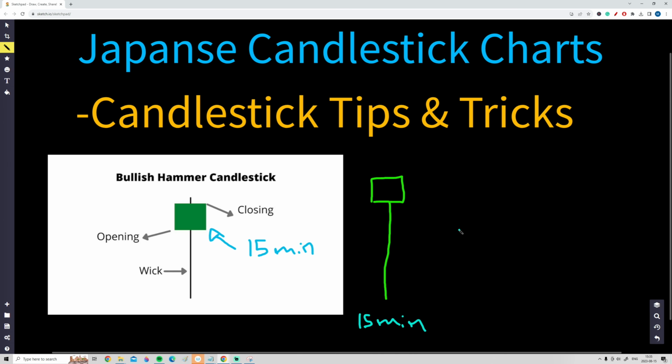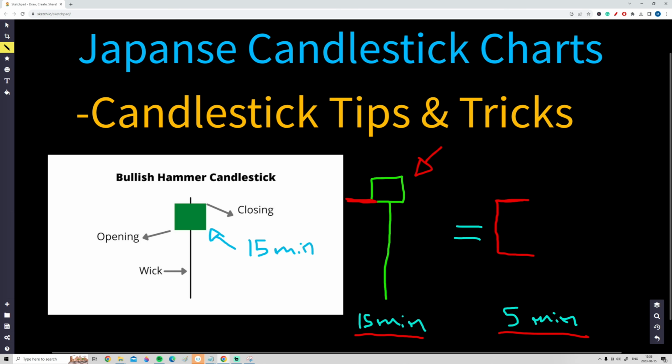But how would this candlestick look like on a 5-minute time frame? 15 divided by 5 is 3. So on the 5-minute time frame, this candlestick will be represented by 3 candlesticks. And remember guys, that the price for the candle opens right here. So we know that the price on the 15-minute time frame starts at this point right here. Perhaps the first candle looked something like this.